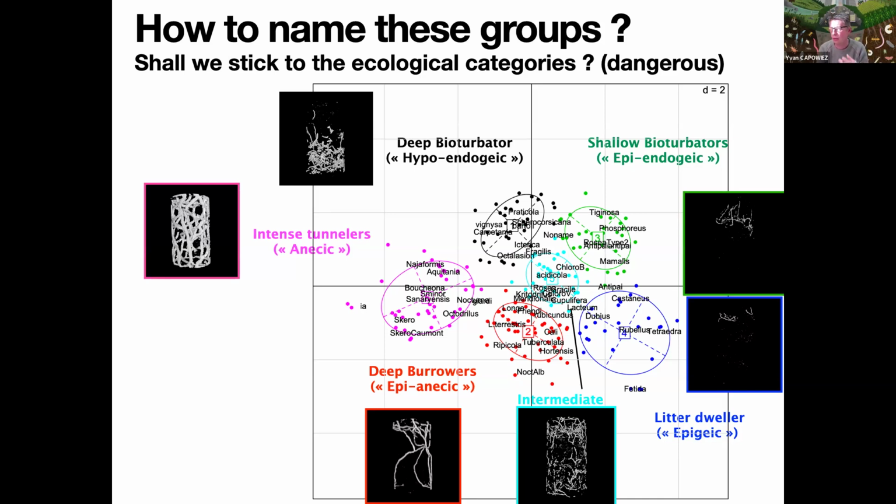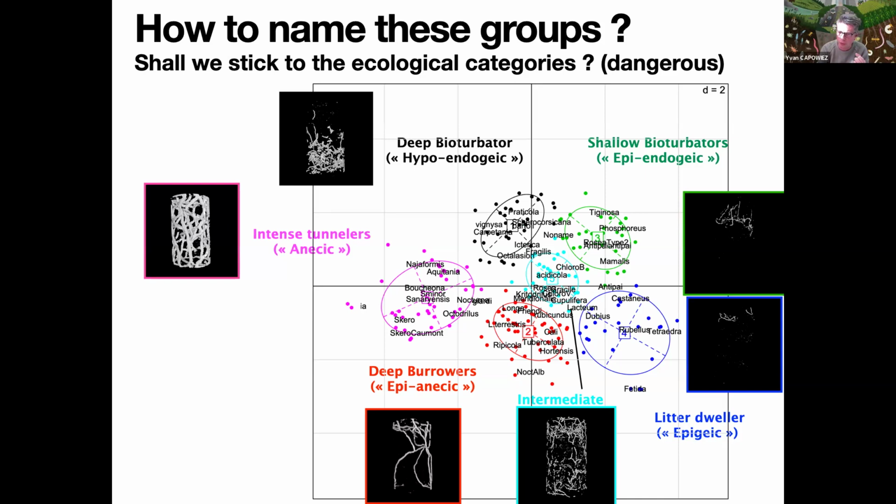As soon as you have a burrow, you don't need to have 2 or 3 burrows. One burrow is enough to do what you want, that is eating at the soil surface and hiding in the soil, in depth. Okay, we can relate this group somehow to something we all know: anecic species on the left and epi-anecic species for the red group. Of course, the blue group, it's litter-dwelling species.